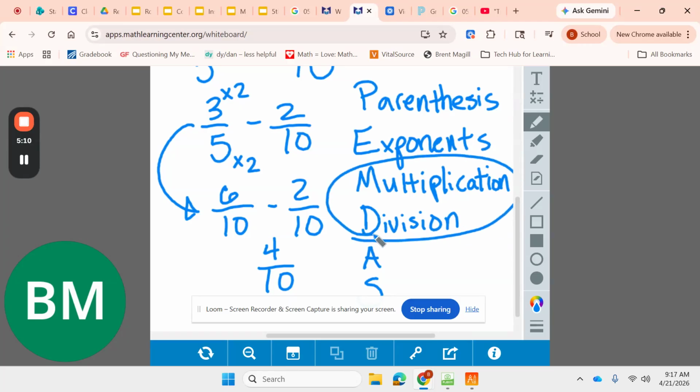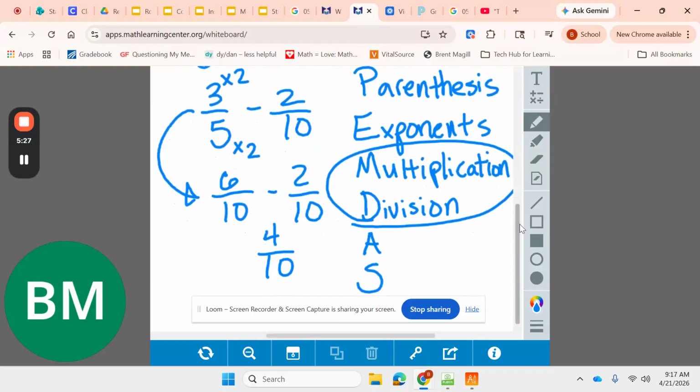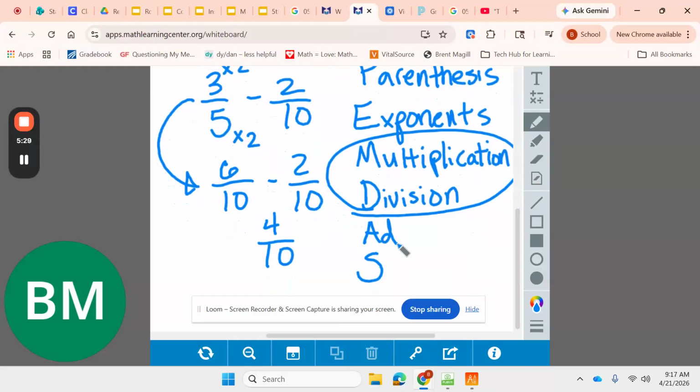So if you see them both in the same expression, you're just going to go left to right to solve them. You might see division first in the expression on the left side, or you might see multiplication. Whatever you see on the left side is what you do first. And then the last two are addition and subtraction.